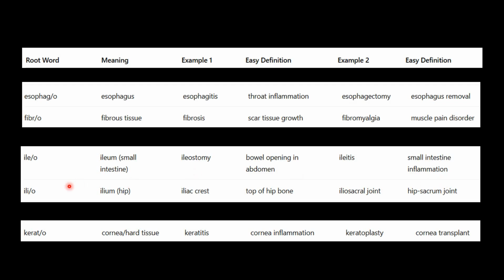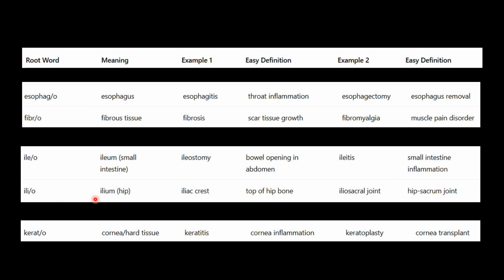Clear? The next thing is ili, I-L-I. So don't get confused between these two root words. The first one is ILE, the second one is ILI, where ILE is denoting the ileum, ILI is denoting the ilium, that is hip. And in case of ileum with E, it is denoting the small intestine. So if you find terminology with ILE, ostomy, it is denoting the bowel opening in the abdomen. If you find ILE, itis, which is ileitis, it is denoting the small intestine inflammation.